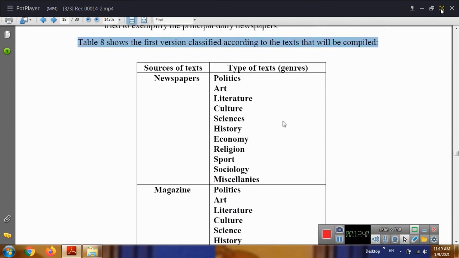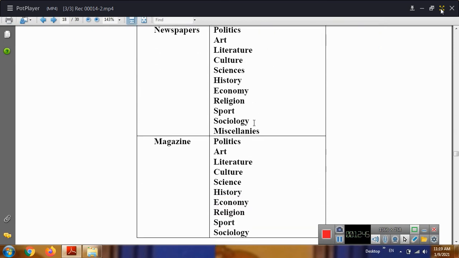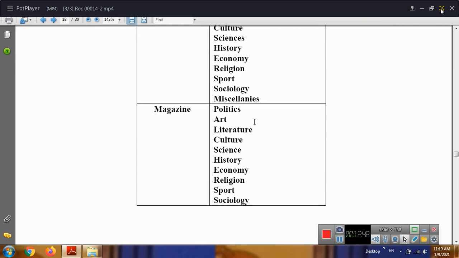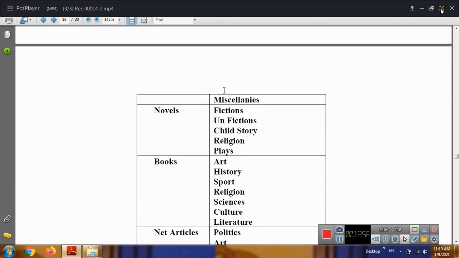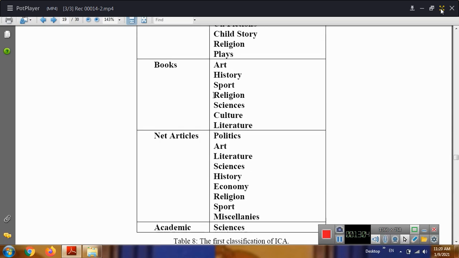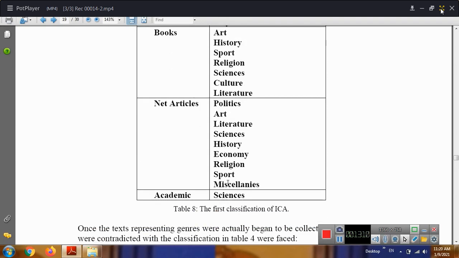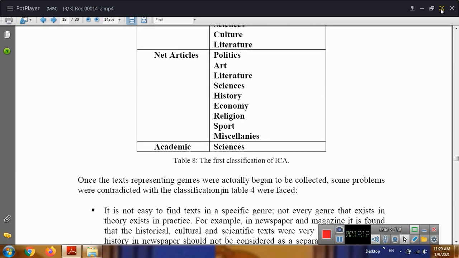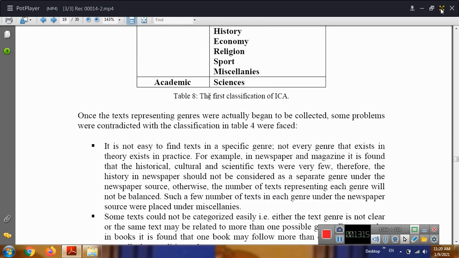Source of text, which can be newspaper, you can see their genres: politics, art, literature, culture, science, history, economy, religion, sports, sociology, and others. Magazines, which can be religious, sports, sociology, history, science, culture. Novel, which is fiction, child story, religion, play. Book, which is art, religion, sport, literature, and others. Net article, which you can see in politics, art, history, sport, religion, and academic, which is sciences. You can see the first classification of the ICA.